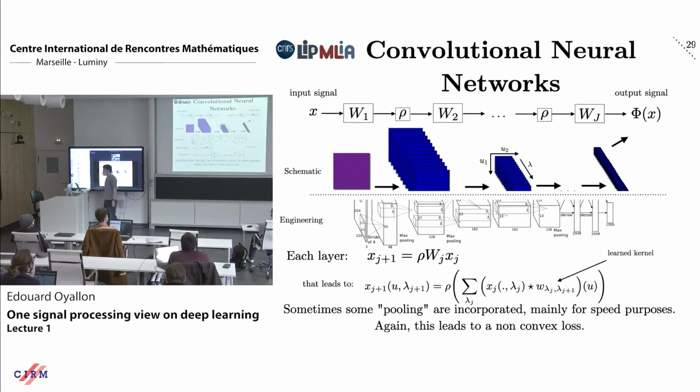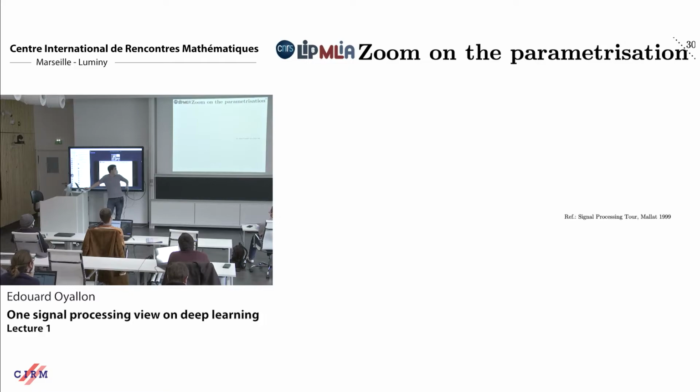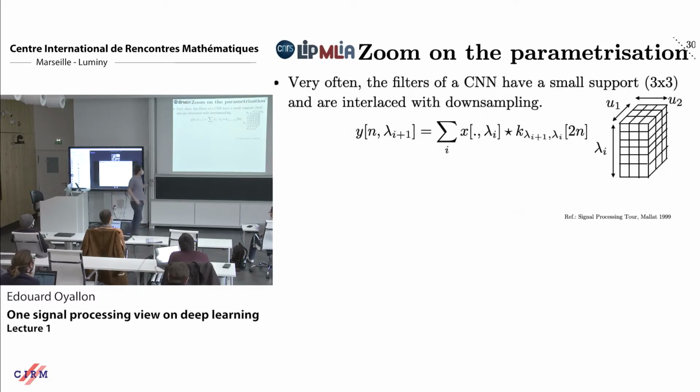Sometimes you might incorporate some pooling, some downsampling. Again, this is non-convex. To have a more precise view on the kernels which are used, you can view them as very small filters, which in general are of size 3 by 3. For a given layer, in general, the output is going to be downsampled. This is what I formalized here with a 2↓, which is literally standard in signal processing.